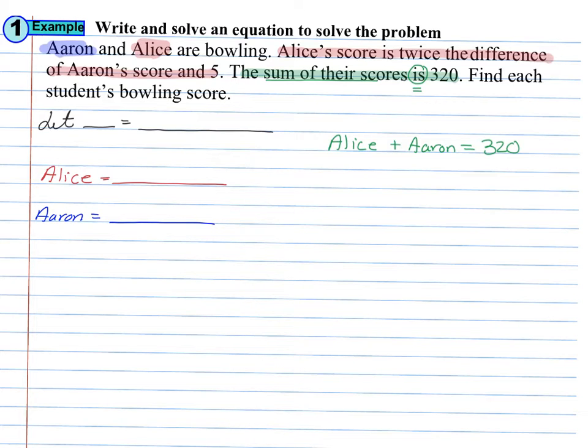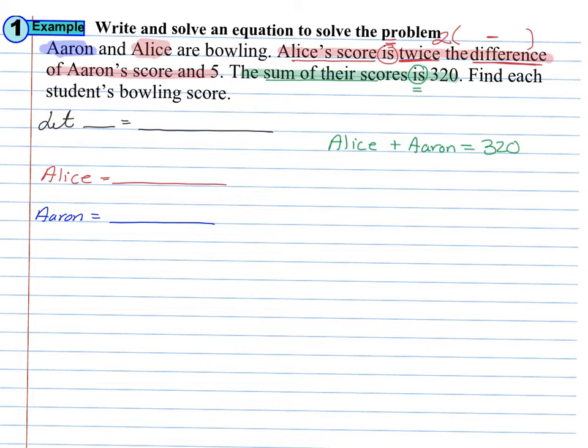Aaron and Alice are bowling. That just tells me the two people who are bowling. That's it, and the information we need to find. But on the second sentence where it says Alice's score, so we know Alice's score is, that means equal, twice means 2 times something. I don't know, maybe 1 letter, 2 letters, or more. Then it says difference. Difference means minus.